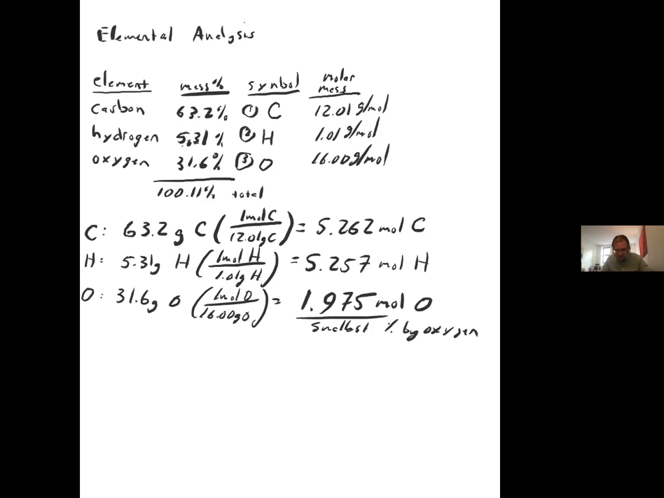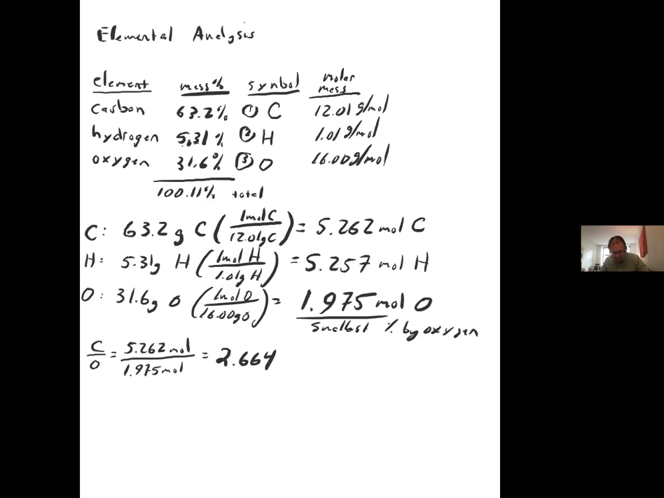Okay, so let's divide all by oxygen. Divide all 3 by oxygen. So carbon divided by oxygen is 5.262 over 1.975. Doesn't look like a whole number to me, but let's see. 5.262 divided by 1.975 is 2.664. This is interesting. That's not moles, actually. It's unitless, right? Moles divided by moles is unitless.